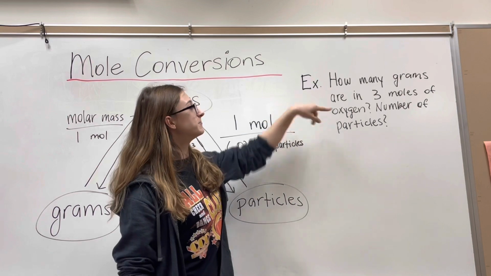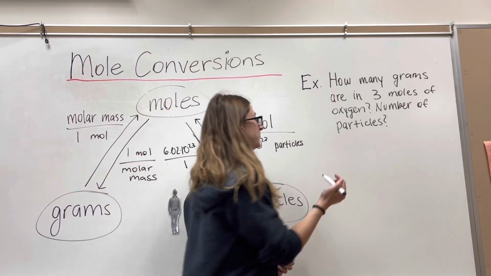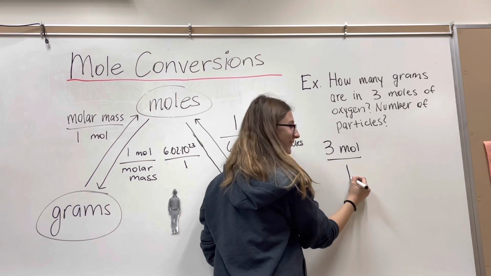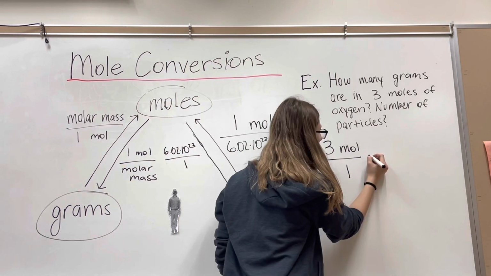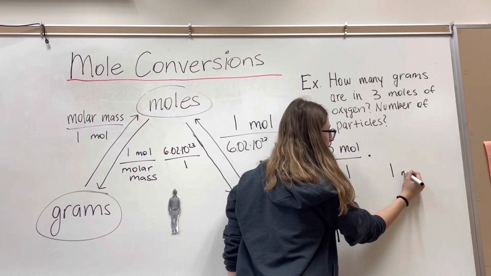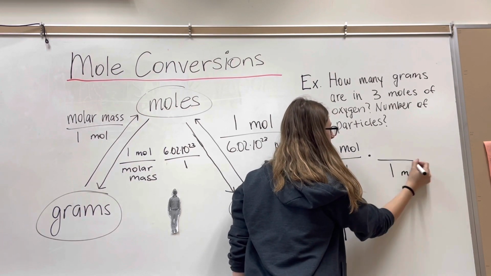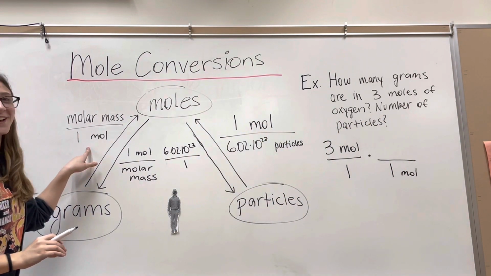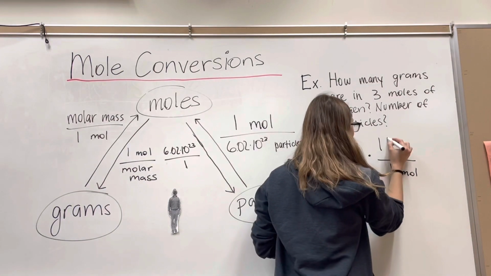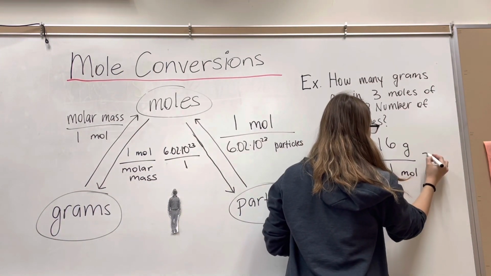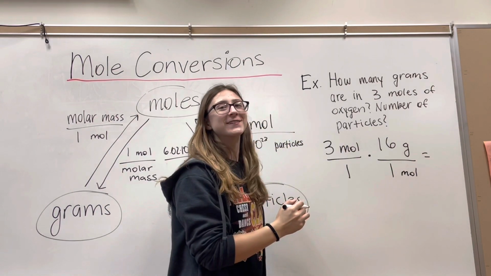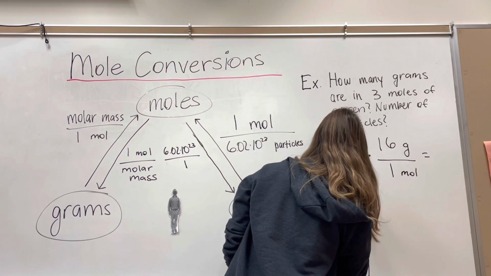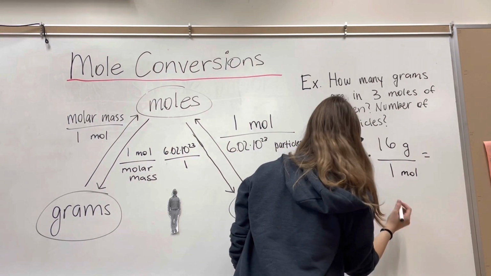As an example of a mole conversion, we can use how many grams are in 3 moles of oxygen. So to do this, you'll put 3 moles over 1 and multiply that by 1 mole over, and since we're using oxygen, the molar mass of oxygen is 16. So you'll multiply those to get 48 grams of oxygen.